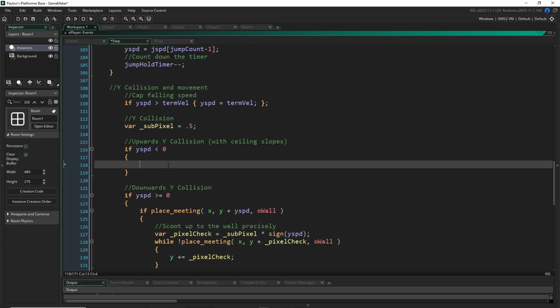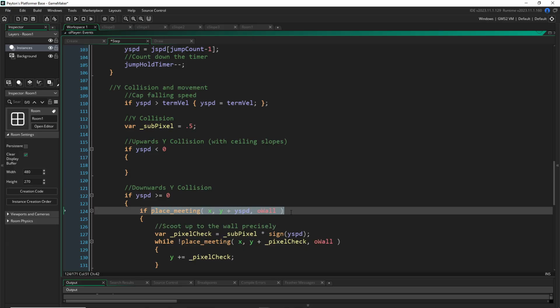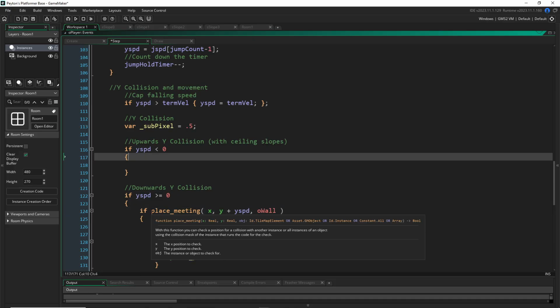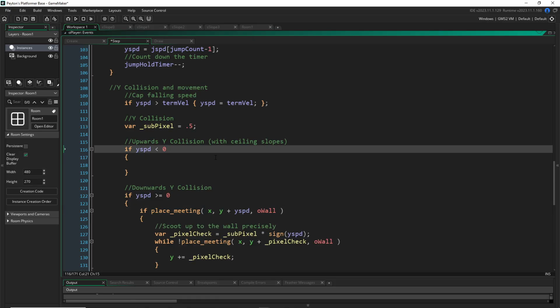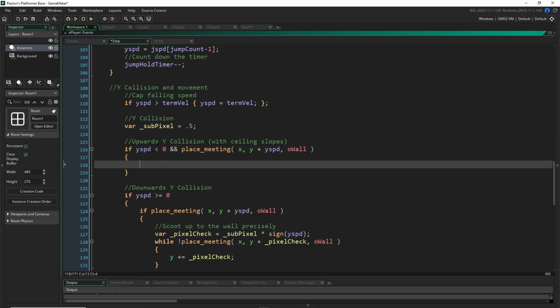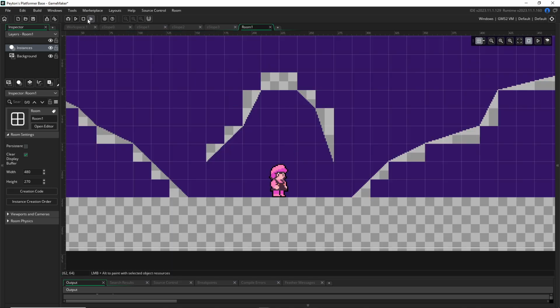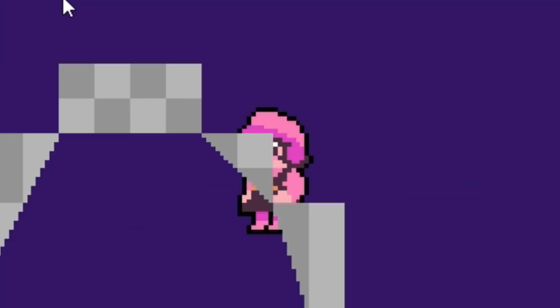In addition to that, just like with all the other slope checks, we know that the only time we want to actually run those checks is if there is a wall in our way in the first place, just like we did with all the X stuff. So I can also add, and there is a place meeting at our X coordinate and our Y coordinate plus our Y speed for a wall. And here's where we need to get a little bit choosy, a little bit decisive with how we want this to function, because the scenarios here are a little bit more complicated.